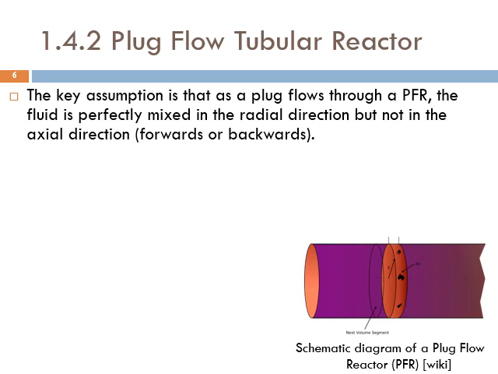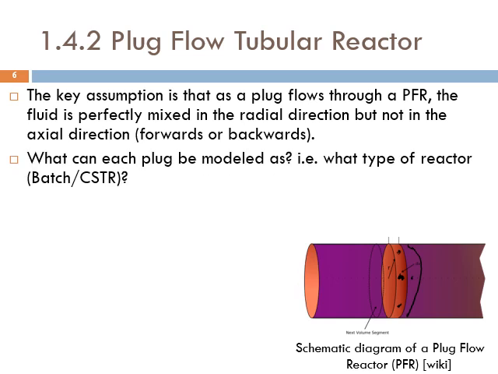But if you take the plug which is in front of it, another plug, the concentration here is different than the concentration there. What can each plug be modeled as? What type of a reactor? Batch or CSTR? So what do you think?